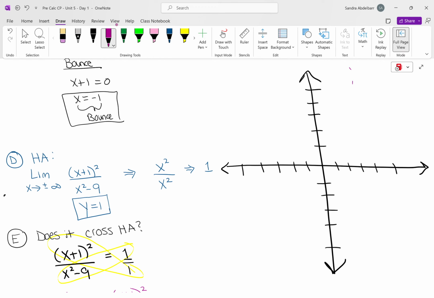First thing we're going to draw in are our vertical asymptotes, which are at plus or minus 3. So I'm going to go to positive 3, draw in a vertical asymptote. I'm going to go to negative 3, draw in a vertical asymptote. What else should I draw in? A horizontal asymptote, yeah. So I'm going to draw my horizontal asymptote at y equals 1.